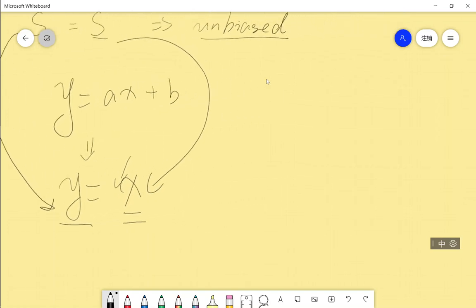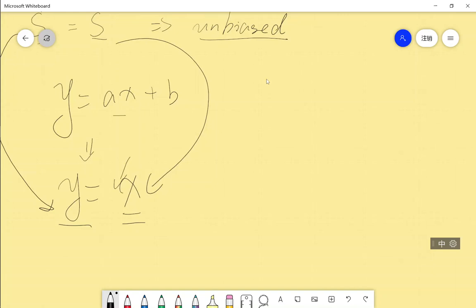Of course, if you want this to become like this, there is also a condition here, which means A will be equal to 1, and of course B will be equal to 0. That is the premise of the unbiased estimate.